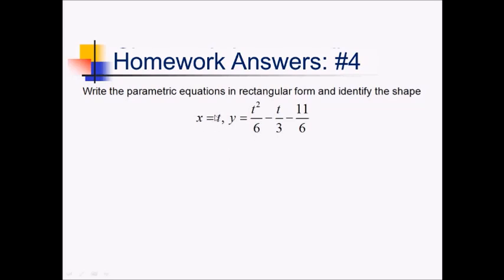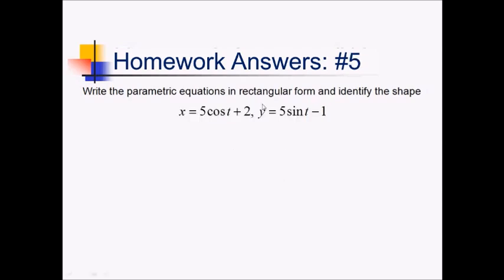I notice that x and t are the same thing, so I'm going to replace all the t's in this y equation with x's, like so. Now I am instantly in rectangular form, and this type of conic section, since I only have one squared variable, the x here, is going to be a parabola.